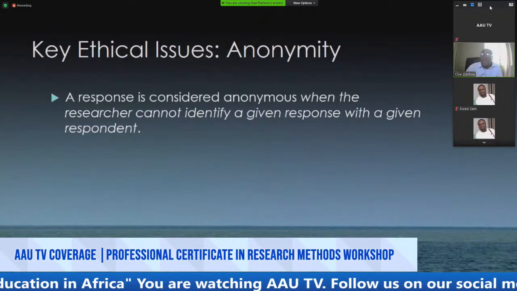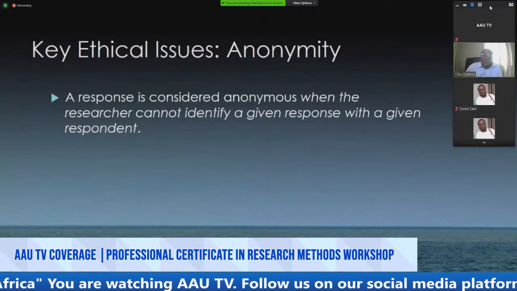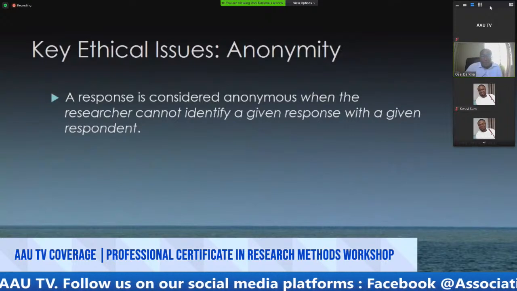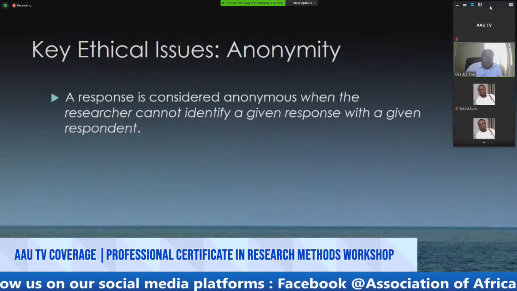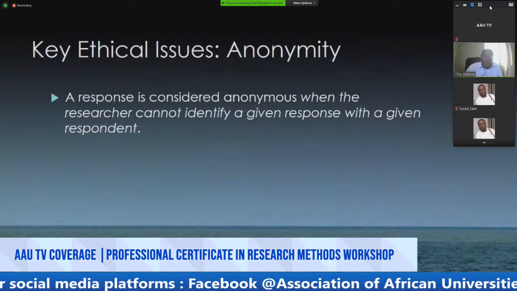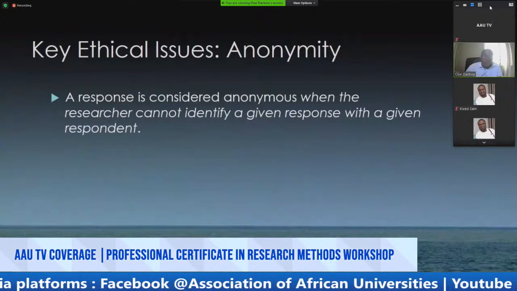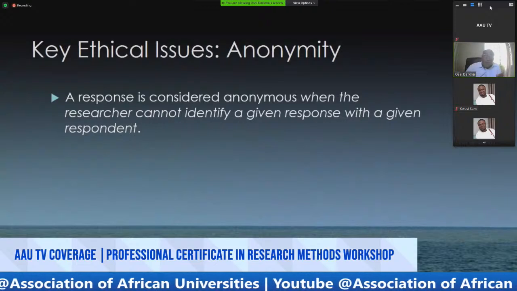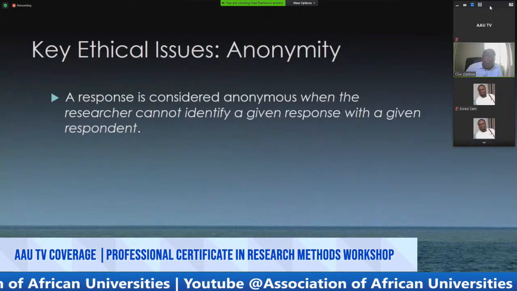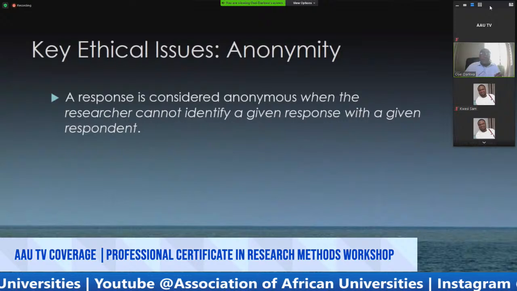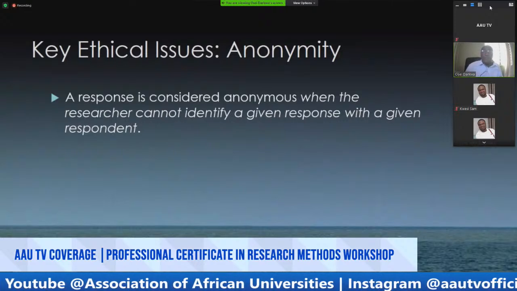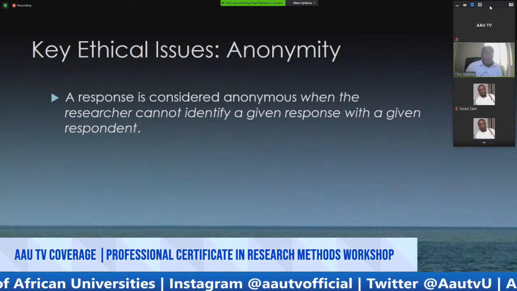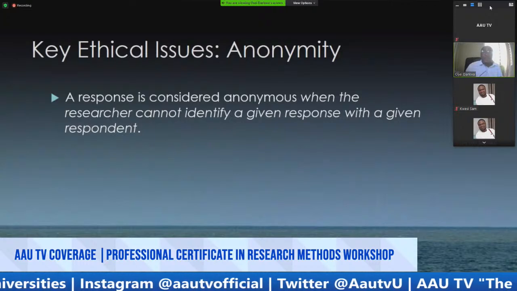So that one is anonymous. Or for those who teach, at the end of the semester, what happens? The students will have to evaluate you, right? So they have this evaluation form. They fill out this evaluation form, and then they don't write their names on the form. So that form is an anonymous form. That is how you ensure anonymity. So that's how it goes.